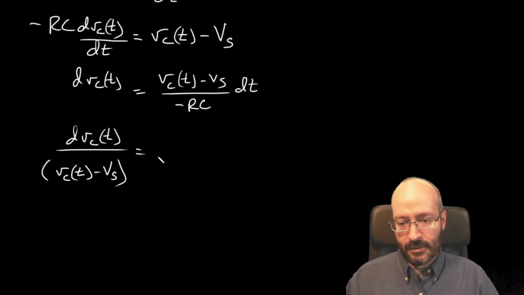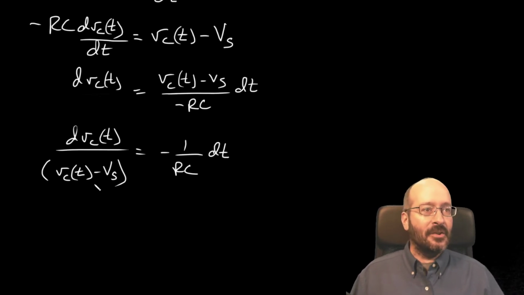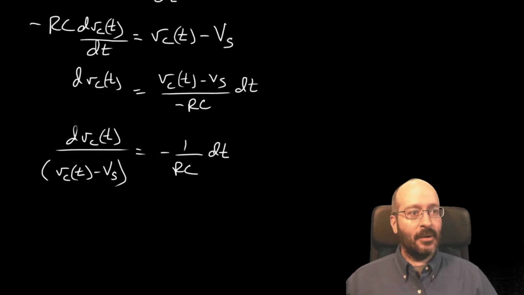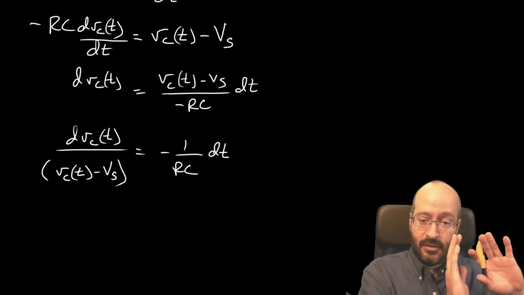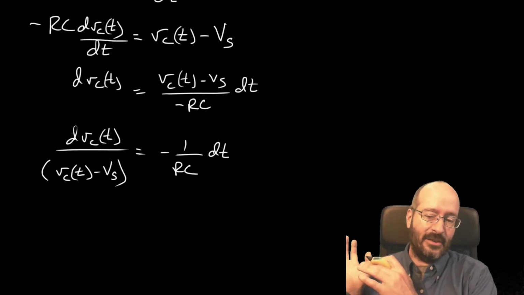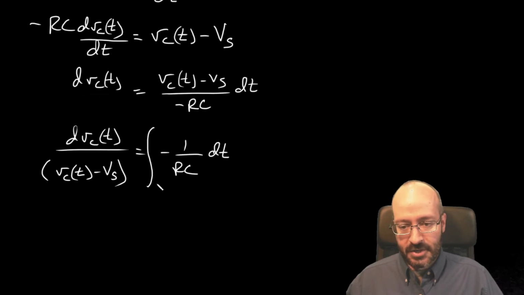And that leaves us over here with negative 1 over RC dt. That side should feel familiar. On this side, we just have this additional constant term that's floating around with us. But we've effectively done what we need to do. We've gotten all of our t's on the right-hand side. We've gotten all of our vc's over on the left-hand side. All that's left to do is some integration.